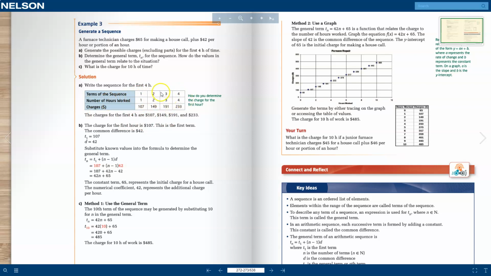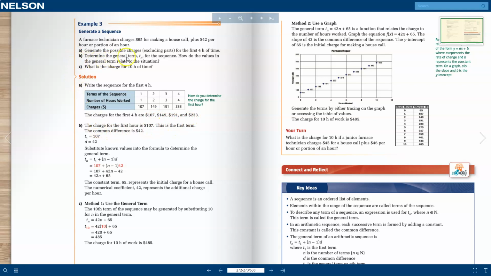1, 2, 3, 4 as well. And then again, 107 because 42 plus 65 gives us 107. And then thereafter, the furnace technician just makes $45 more. So you just add them on top of each other. The charges for the first 4 hours are 107, 149, 191, and 233.